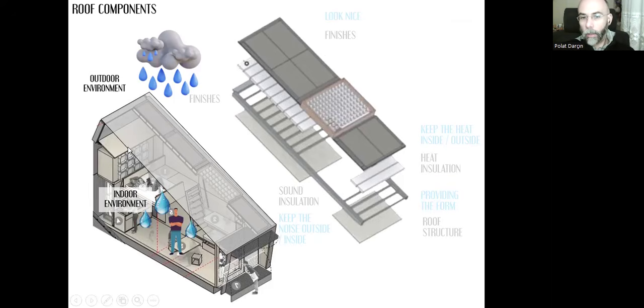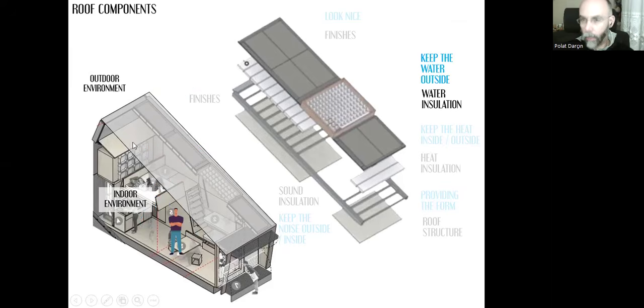Because of the precipitation, there may be water problems in the building. And if we want to keep the water outside, then we need water insulation. These can be some of the components. We don't maybe specifically need different layers, separate products for providing these functions. However, this is mostly what we do.